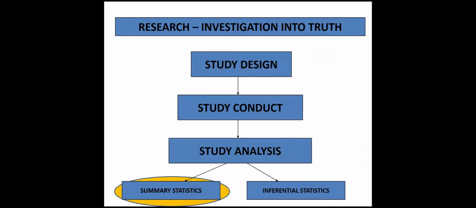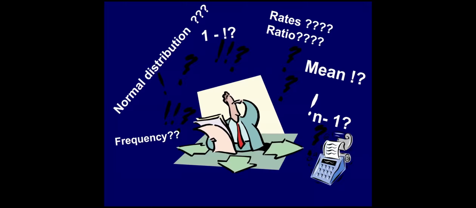Okay. When it comes to summary statistics, we have several measures which we use. People talk of rate, ratio, mean, median, frequency, percentage, so many things. This lecture is to make you understand when to use what measure for what variable, and how to present it. Let us understand it in detail.